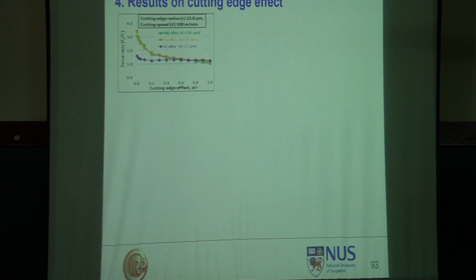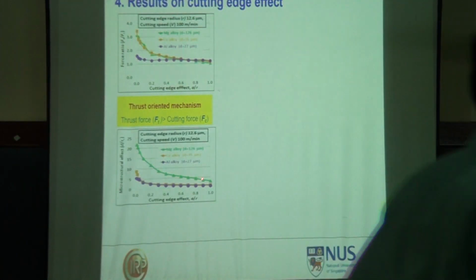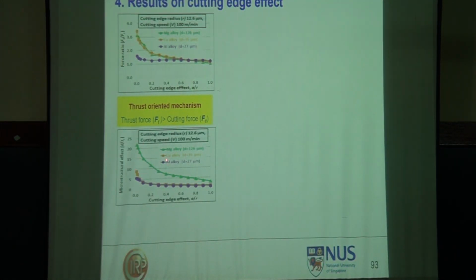And then bring in the thrust variant. And if you bring in the microstructural effect with the cutting edge, then the same thing happens for magnesium. Again, it is very high. For brass, again, depending on the grain size, it is low. Okay? But specific cutting energy, as you go thinner and thinner, specific cutting energy is very high.